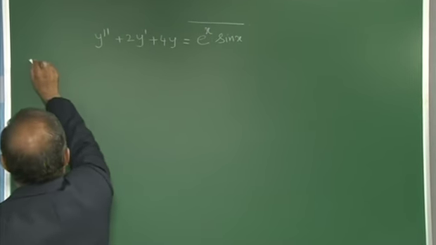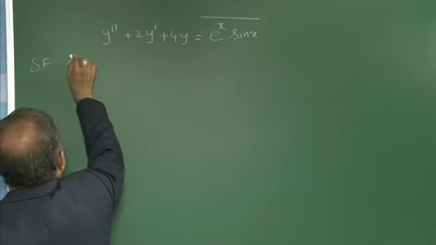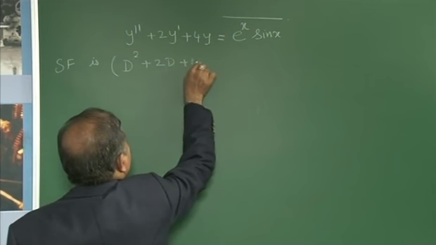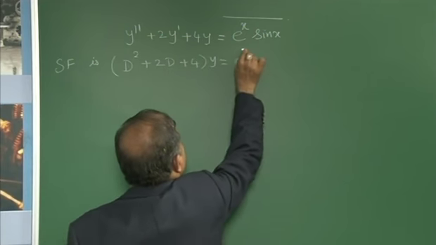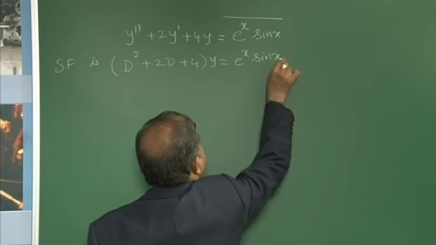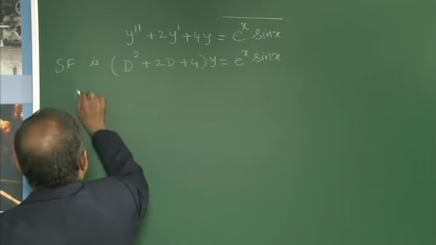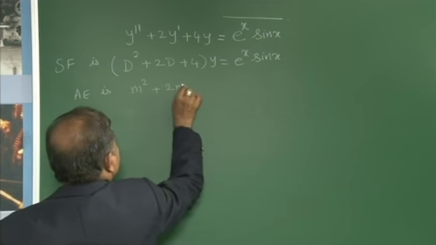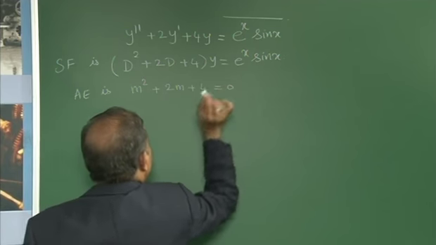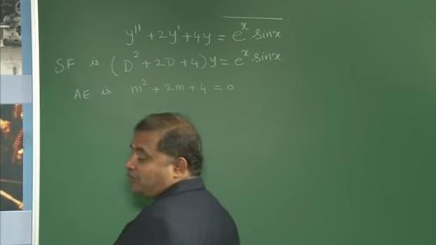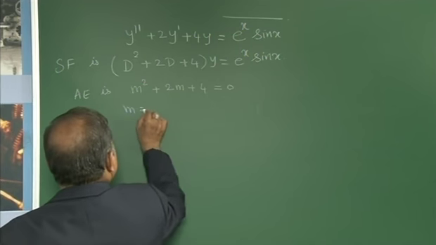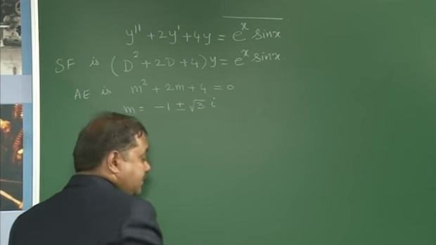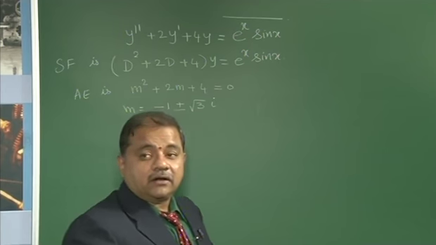First, the standard form, we should not forget the procedure. So the standard form is (D squared plus 2D plus 4) y equals e power x sin x. What is our auxiliary equation? Auxiliary equation is m squared plus 2m plus 4 is equal to 0. So if I find the roots, m will be minus 1 plus or minus root 3i. As I told, by any way you can find out the roots.